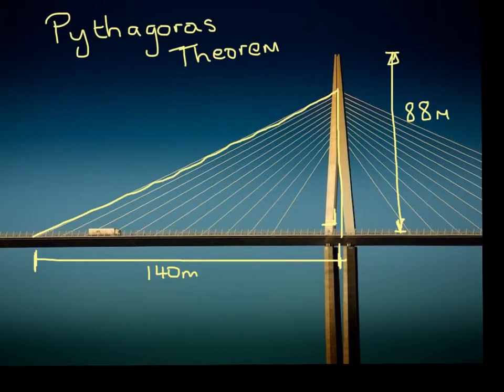So if we know this pier here is 88 meters tall, I'm going to say the first cable starts at 70 meters, so this is going to be 70 meters. And we can see at the bottom that it's 140 meters from the base of the pier all the way over to where the last cable hits the deck. So we've got two measurements. We've got the base here, we've got our height.